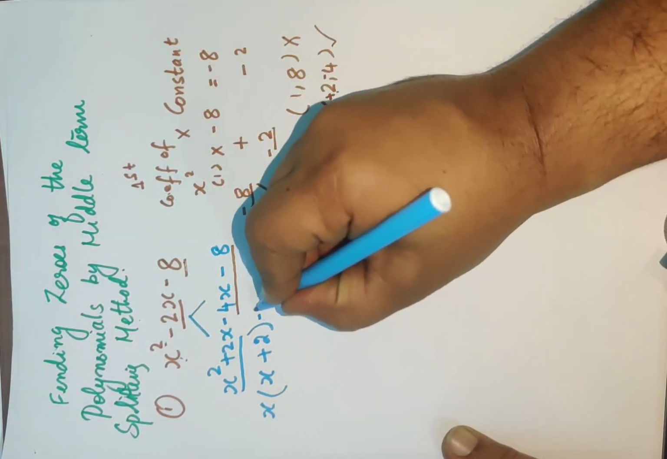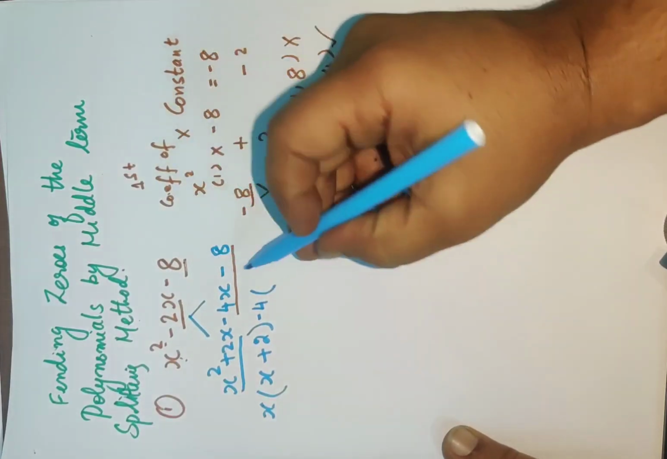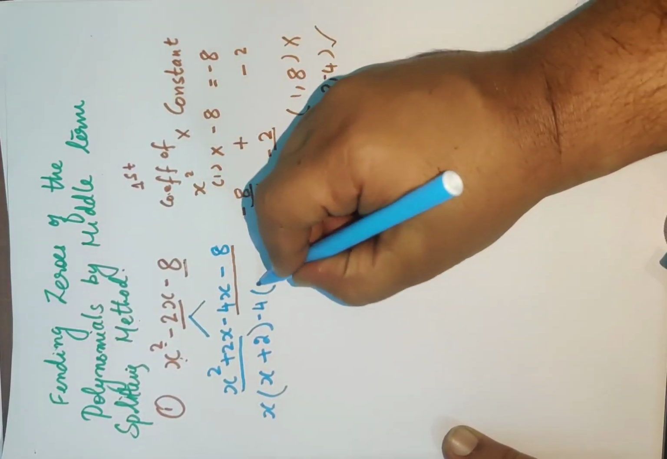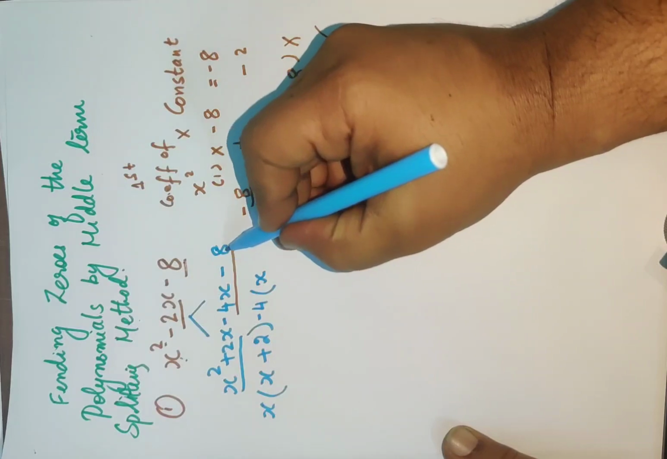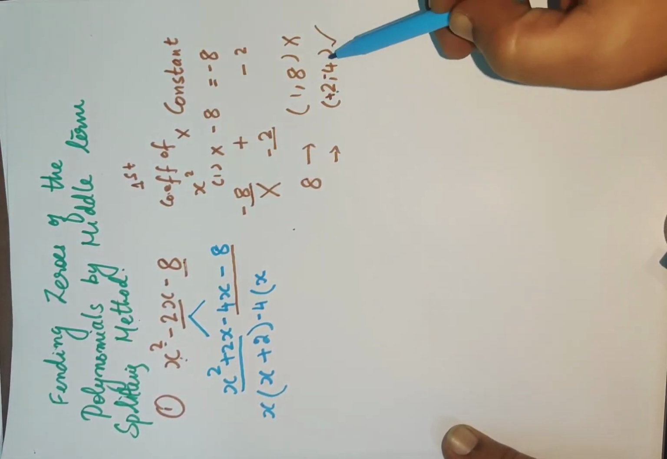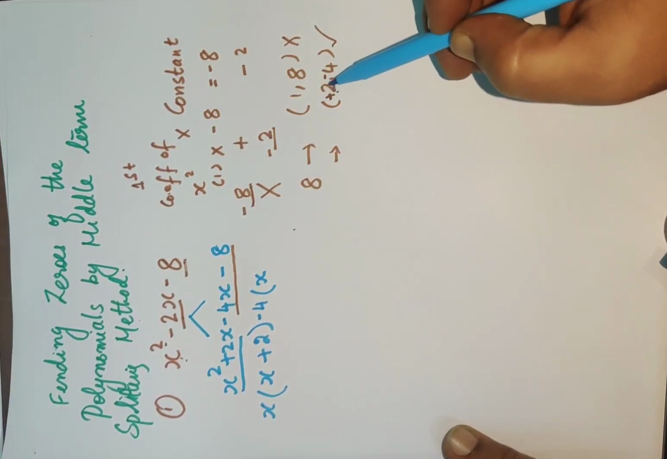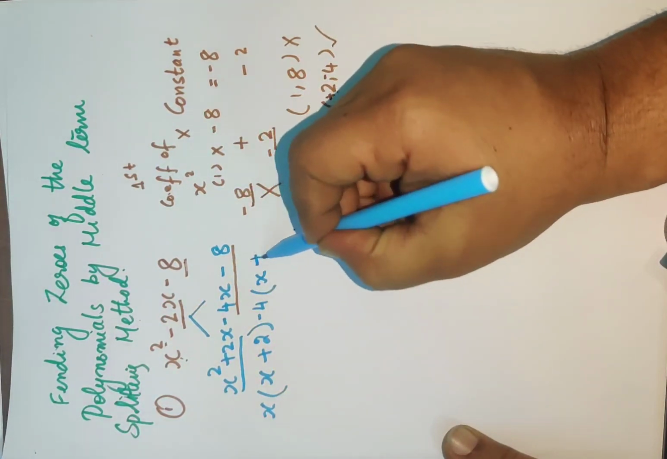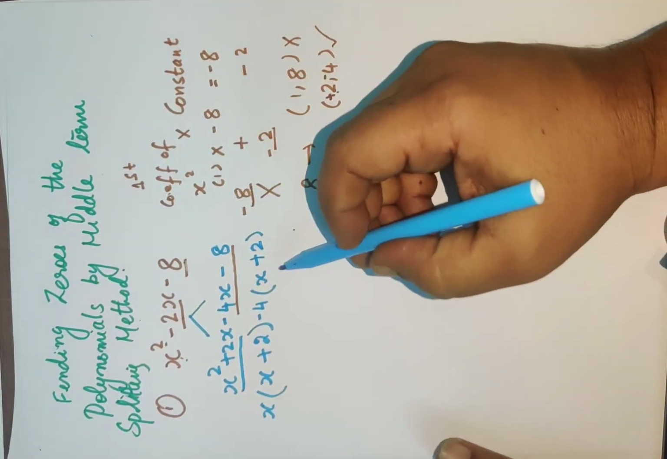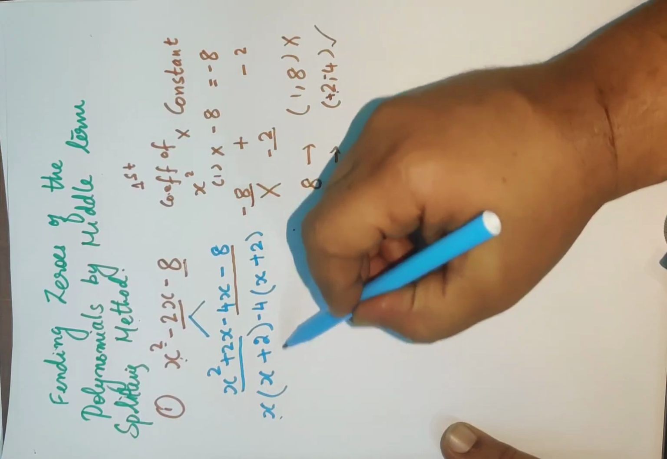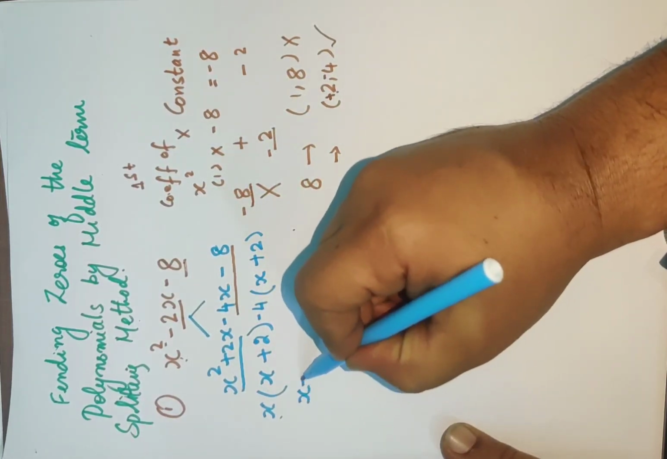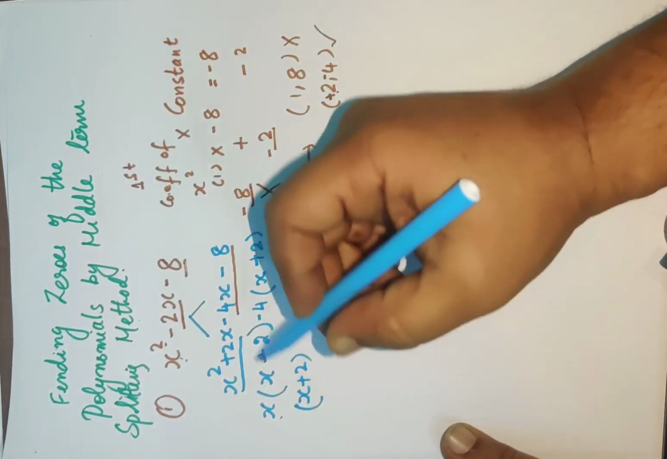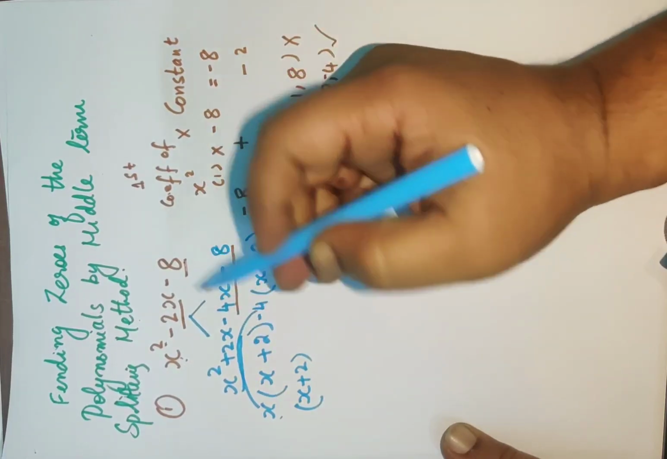So negative 4 we can take it out. When you take negative 4, only x remains. Negative 8 can be written as negative 4 into positive 2. Negative 4 we have taken, so positive 2 only is left. Now in this whole term, x plus 2 is common. So x plus 2 we can take out common. What is left? x minus 4.